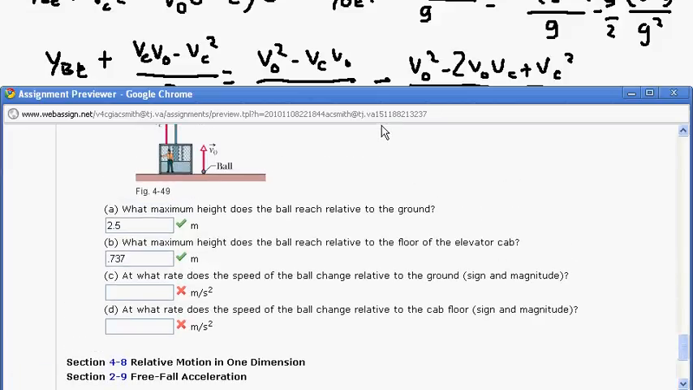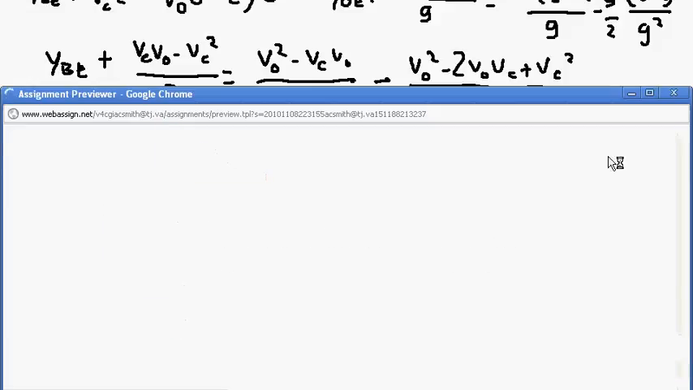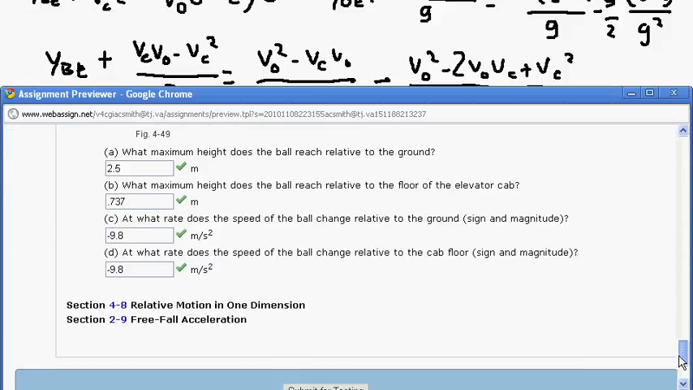Yes. And then at what rate does the speed of the ball change relative to the ground? Sign and magnitude. That would be negative 9.8, right? Because that's just acceleration relative to the ground. At what rate does the speed of the ball change relative to the cab floor? Well, the cab is not accelerating, so it's also going to see the same acceleration.